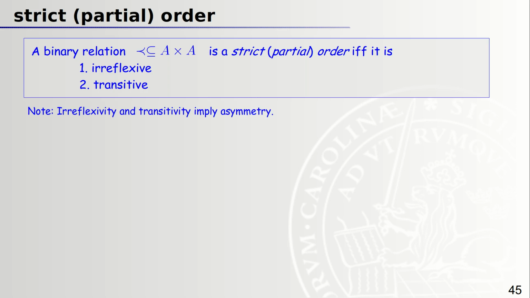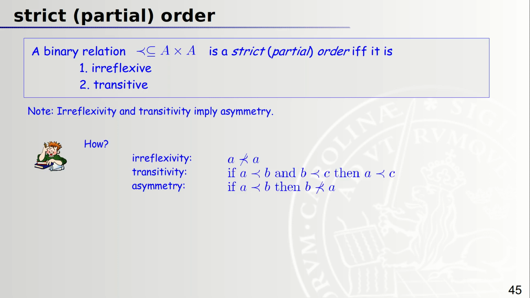By the way, we do not specifically need to require asymmetry or anything of the kind, because asymmetry is actually implied by irreflexivity and transitivity. Think a little bit about this. Convince yourself that this is true.